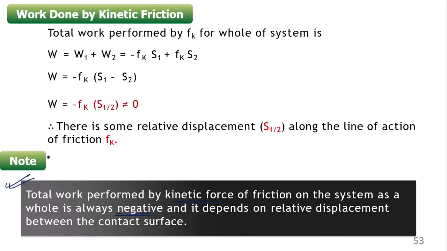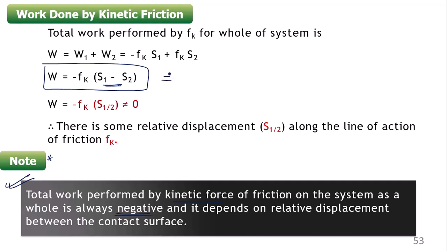So what you understand from this is that whenever I am calculating the work done by kinetic friction, that number is always negative. Why? Because ultimately what I am getting is the product minus Fk into (S1 minus S2). What is S1 minus S2? That is the relative displacement.